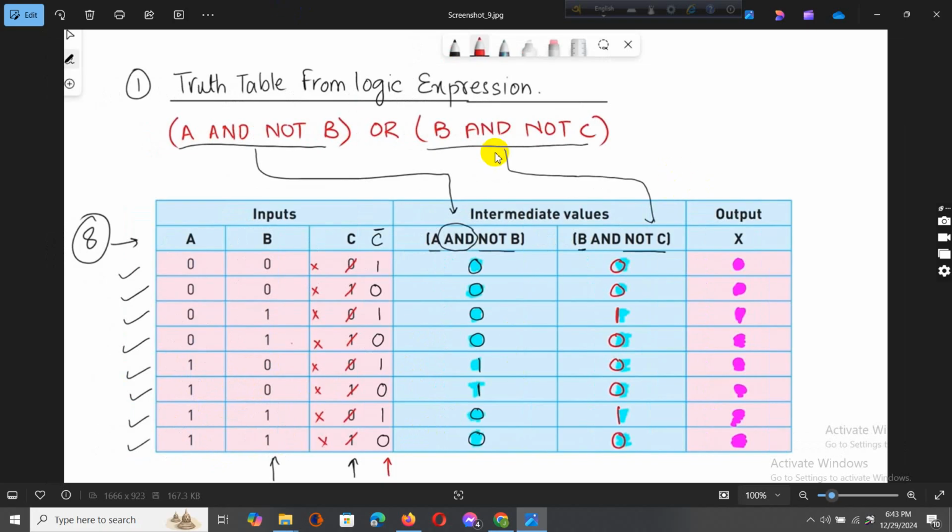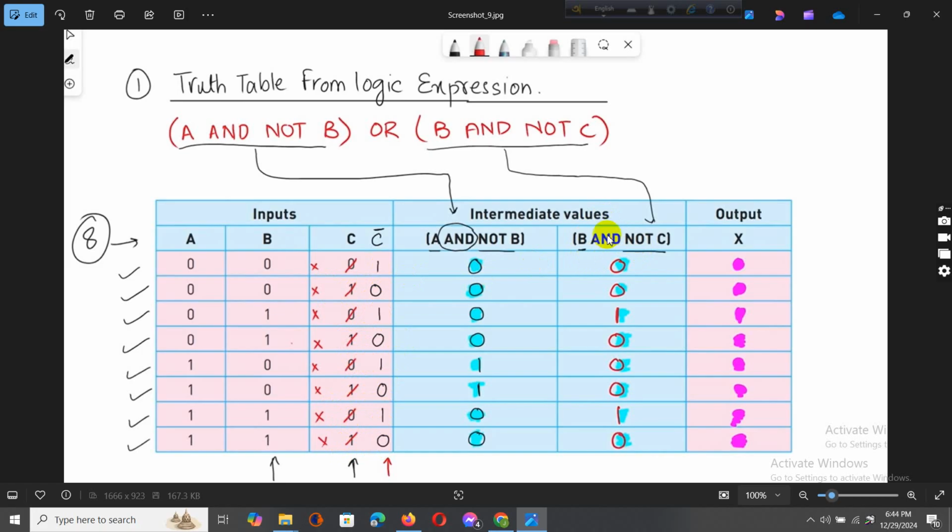Then this is the second logic expression. For this we select the B column and the C column. Since it is not C, we invert all the values of the C column. So we write C bar. 0 becomes 1, 1 becomes 0, 0 becomes 1, 1 becomes 0, 0 becomes 1, 1 becomes 0, 0 becomes 1, 1 becomes 0.